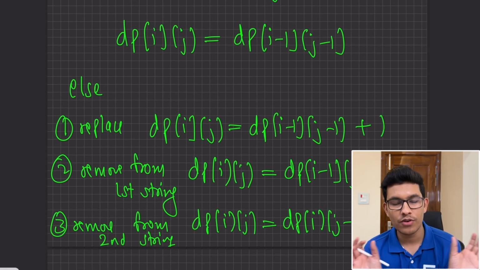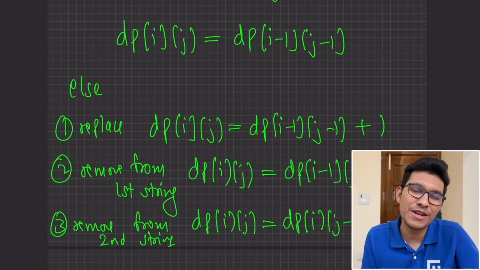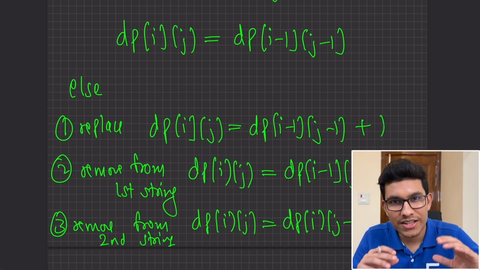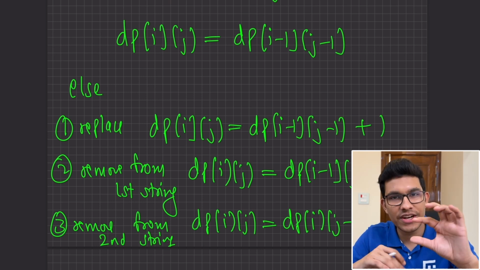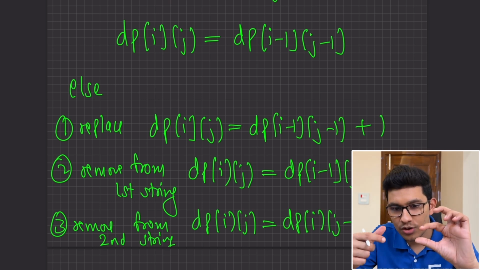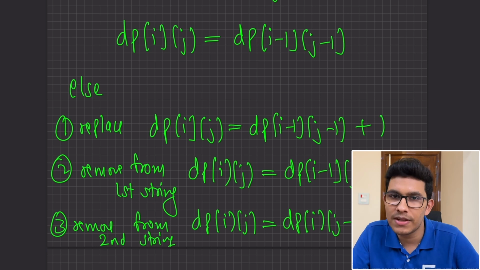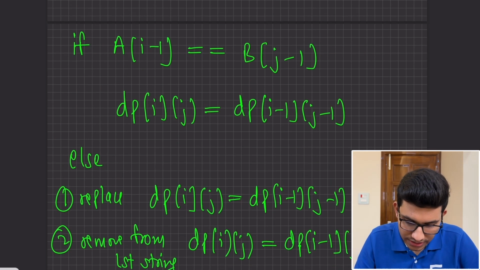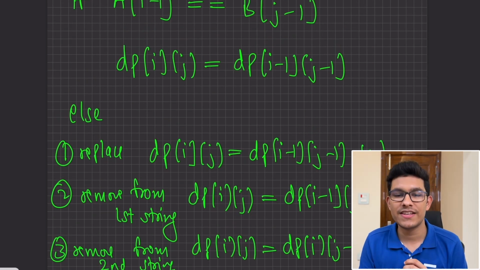Yes. So what would you do? If you have three types of operations that you can do, you would just take the minimum of them, right? You want the minimum number of operations to convert one string into the other, and you have three possibilities on a particular character. You would just take the minimum of them. Correct?